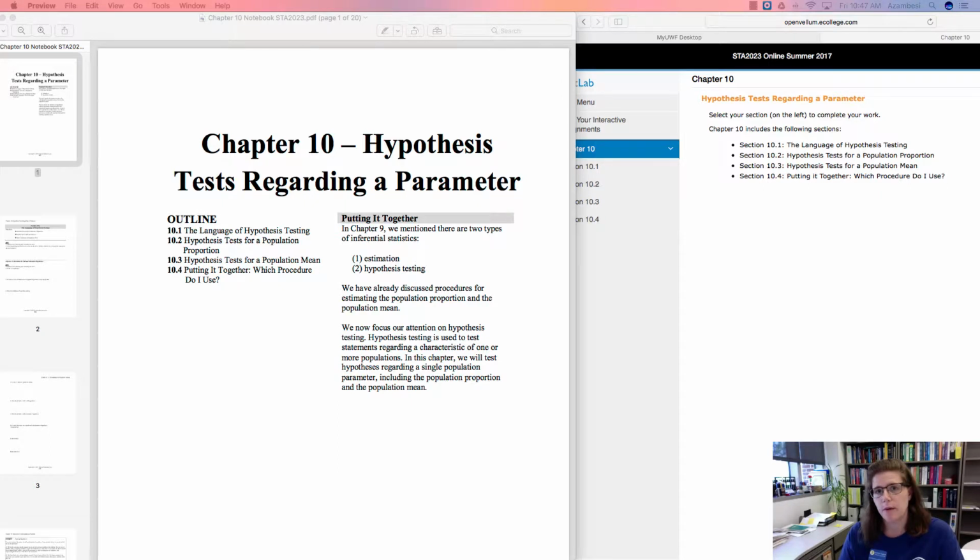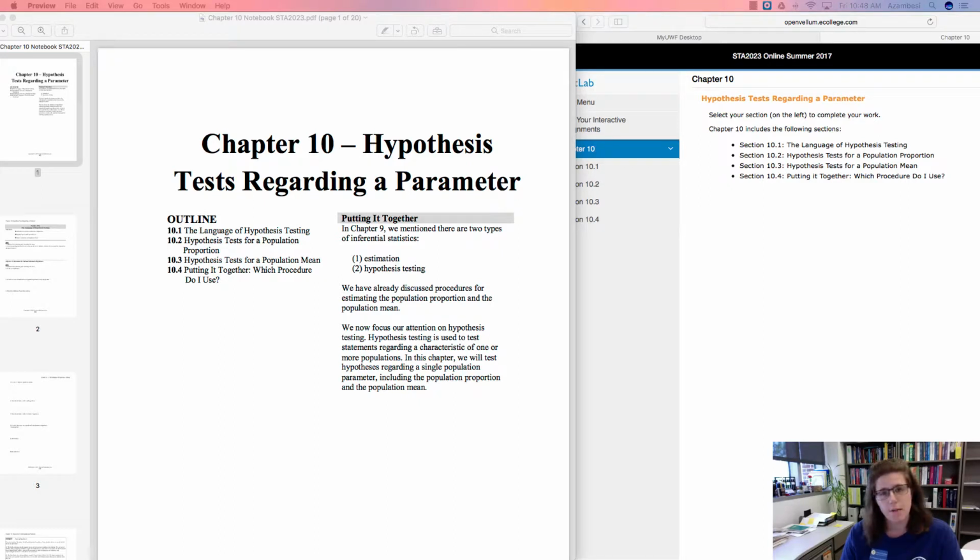So Chapter 10 will be an introduction to hypothesis testing, which is section 10.1. There's a lot of language involved in hypothesis testing, so this will be some definitions and some information about understanding some conclusions. So 10.1 is really about the ins and outs of a hypothesis test. But in 10.2 and 10.3, you'll learn how to actually conduct a hypothesis test from start to finish.